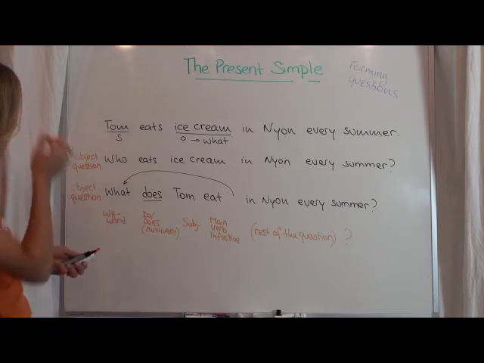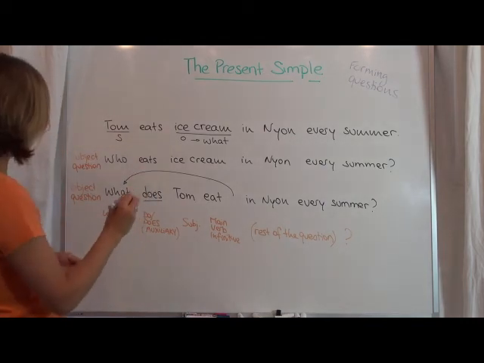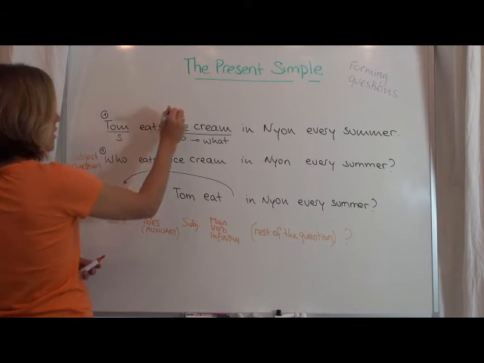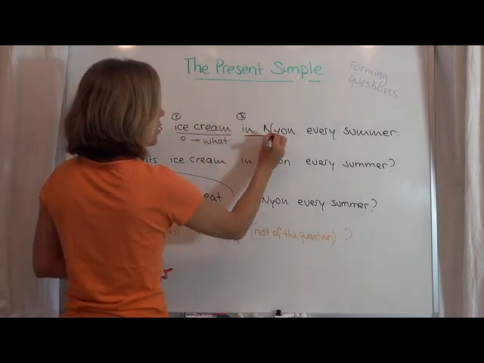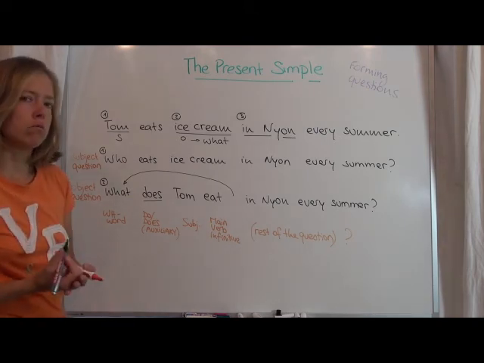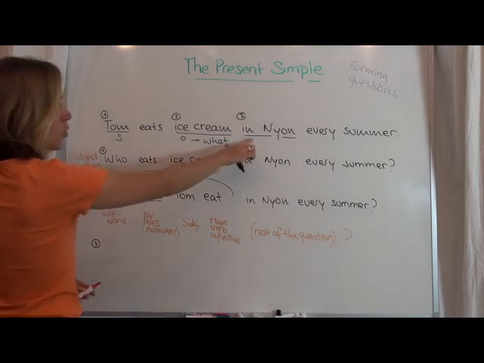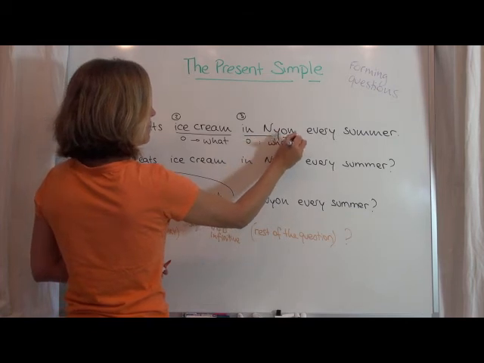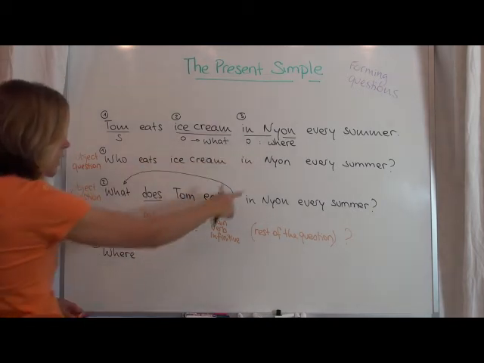So let's give it a try for Nyon. Imagine we don't know Nyon. So maybe let's order this. This was the first sentence. Then this one's the second option. Let's look at Nyon. Imagine you don't know where Tom eats the ice cream. So we're going to ask, où est-ce que Tom mange la glace chaque été? So let's give it a try. Nyon is a place, so it's another object, and it's a place. So it's going to be where. So where? We move it to the beginning.